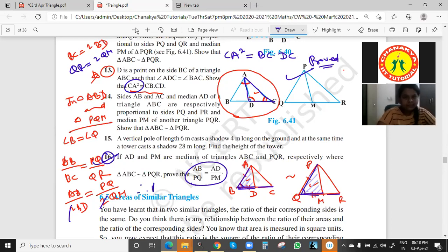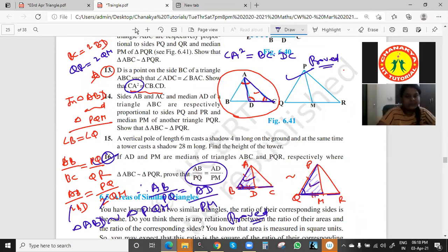Hence we can say these two triangles will be similar. Once we have this, triangle ABD similar to triangle PQM, we can write AB by PQ equal to AD, the length of the median, by PM. Hence proved. Once we prove triangle ABD similar to triangle PQM, then we can write AB by PQ equal to AD by PM, not an issue. Okay, proved. So we can solve it this way.